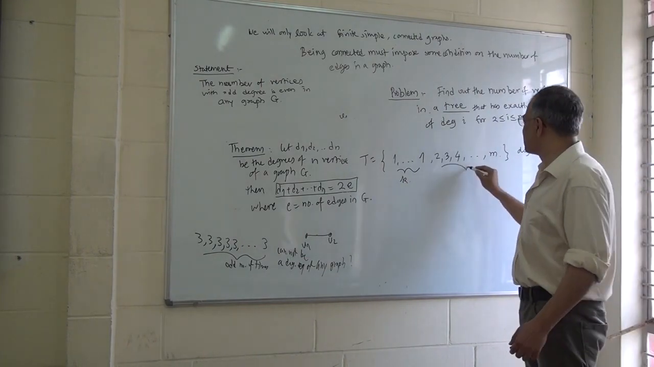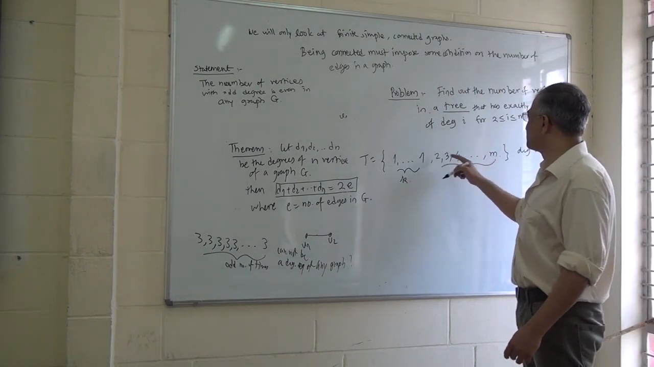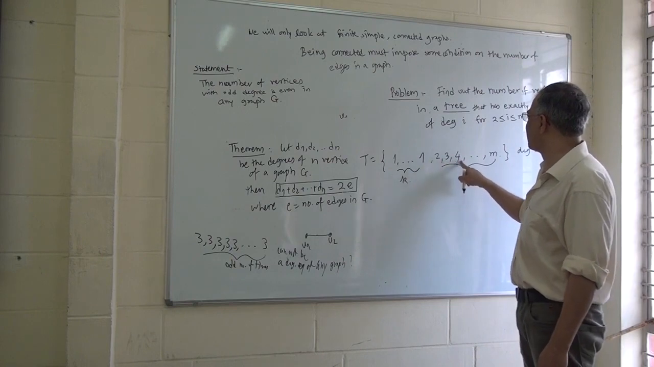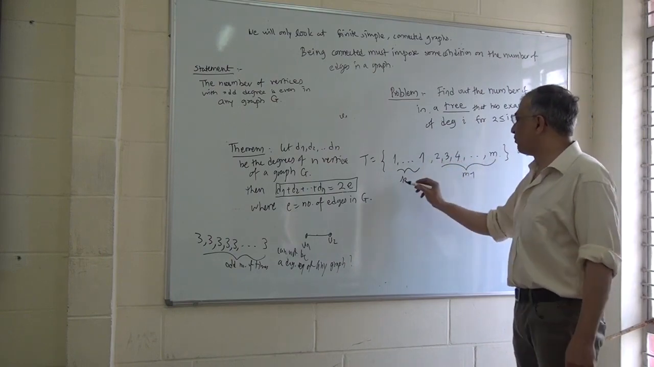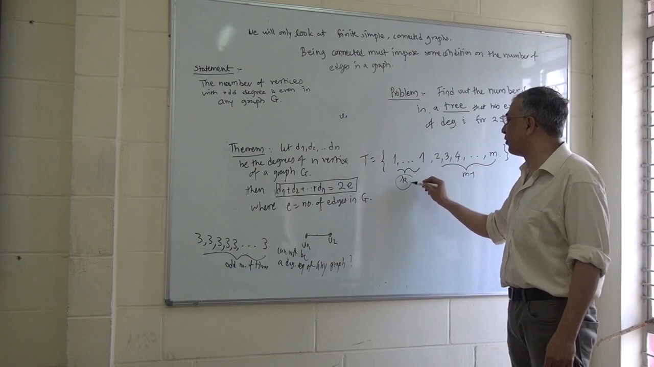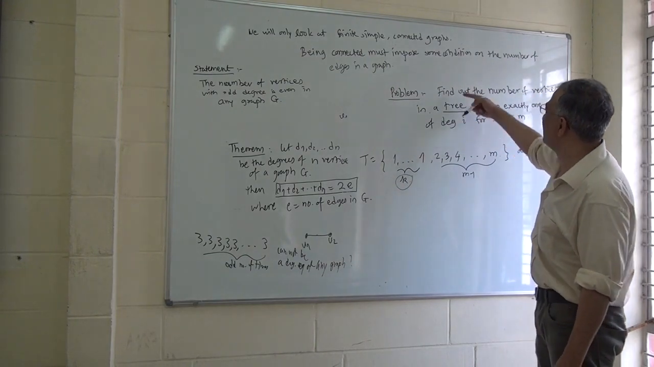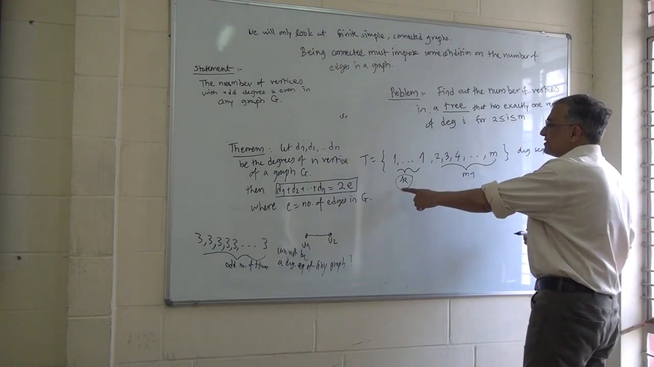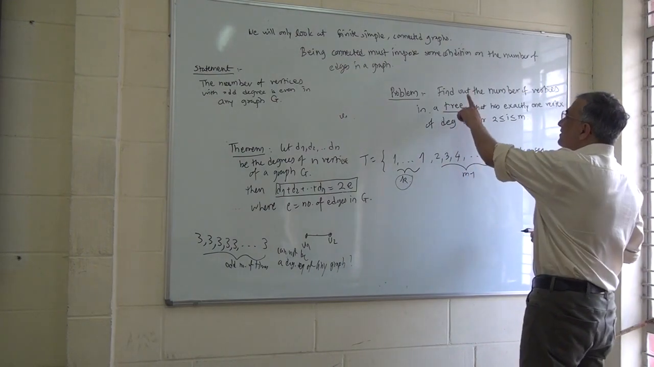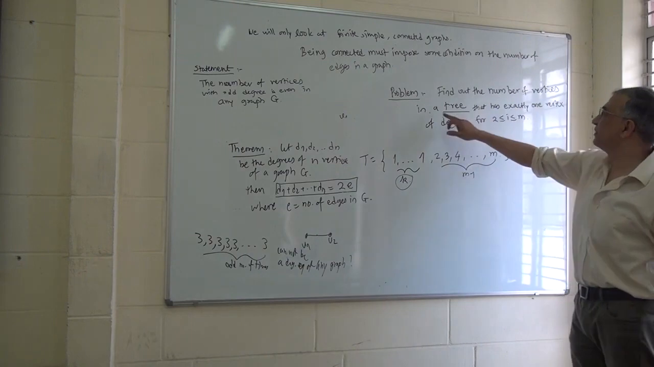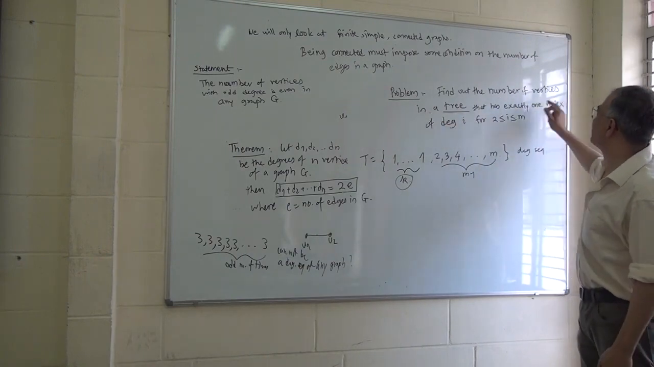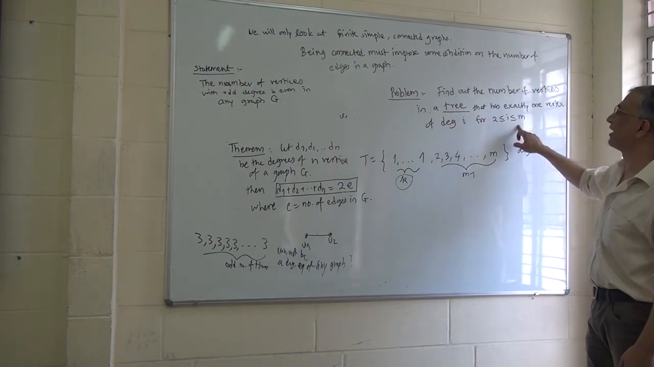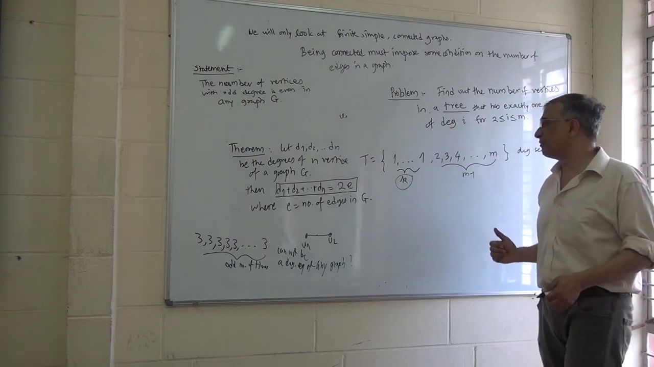Obviously these number of vertices are n minus 1 because each one has one vertex of degree 2, one vertex of degree 3, 4 and so on. So they are n minus 1. But then we don't know how many vertices of degree 1 there are. That's the data that is not given in the problem. So therefore the question, we can rephrase it, is to find out the number of vertices of degree 1 in a tree that has exactly one vertex of degree i for 2 up to n.